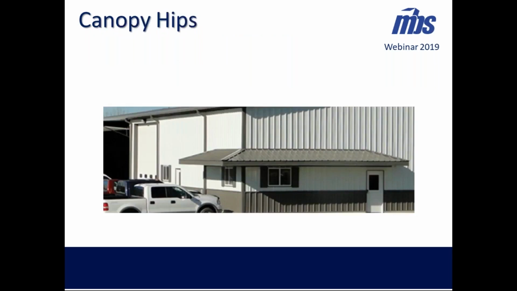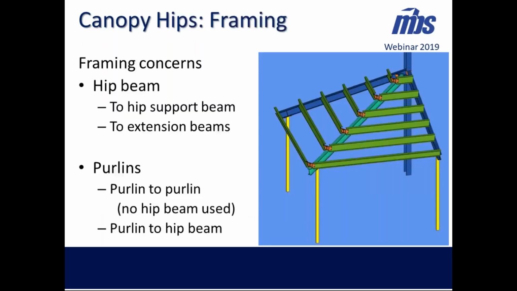Hips. Everybody's ready for hips, right? We're working on hips for the canopies. We have some framing concerns. We're looking at a hip beam possibly. If you're not going out too far, then you probably wouldn't need the hip beam. We're going to need to have clips. We're going to need some kind of way to connect the hip beam back towards the column area. So we're coming in with what we call a hip support beam, a little bit there, and we'll get into these a little closer detail. And we're going to have all the Purlin clips.